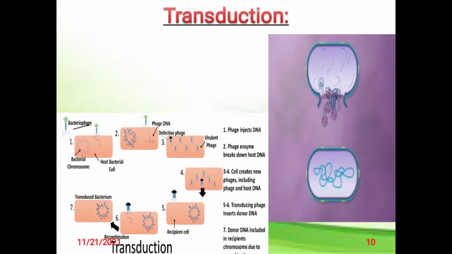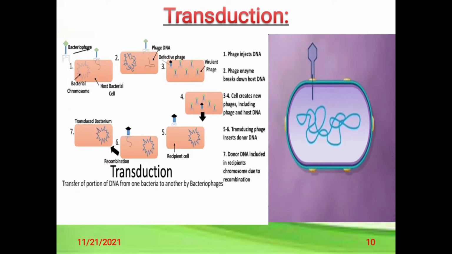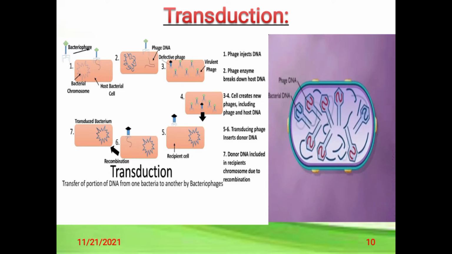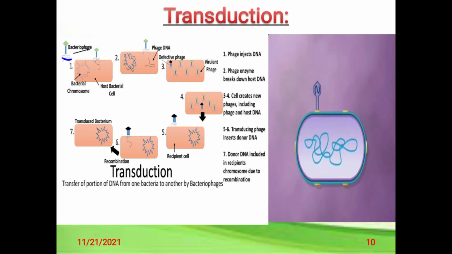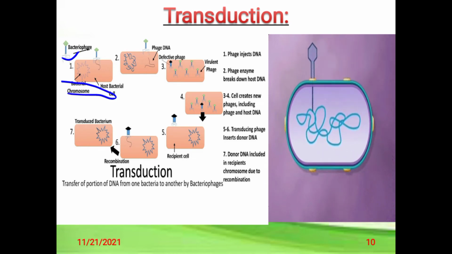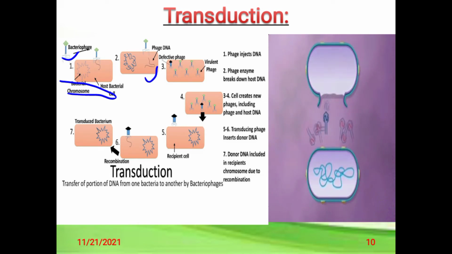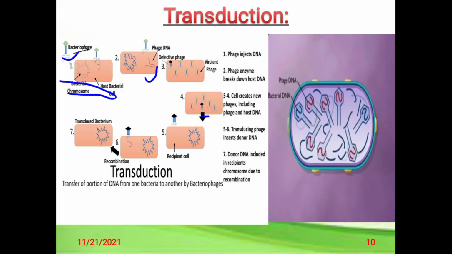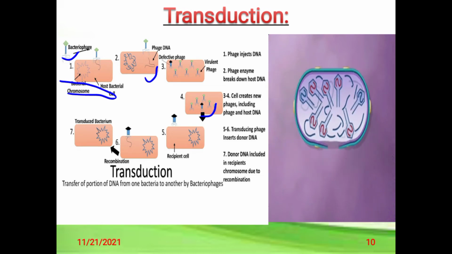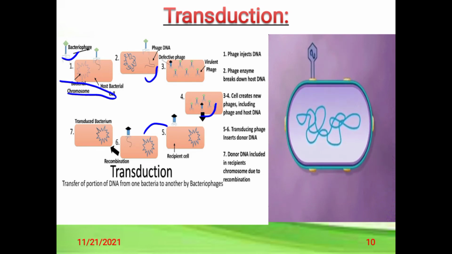Next is transduction. Transduction is a process by which one virus transfers genetic material from one bacterium to another. This is a bacteriophage, and this is a bacterial cell. Then this bacteriophage attacks this bacterium, and next, steps 3 and 4, the cell creates new phages including phage and host DNA. Next, steps 5 and 6, transducing phages carry donor DNA.